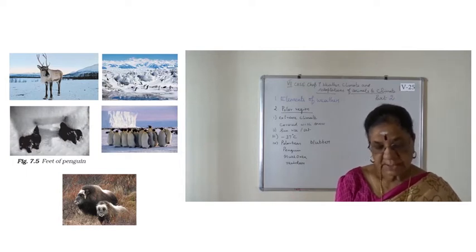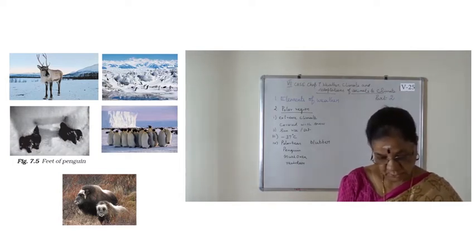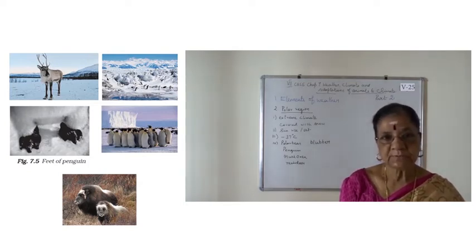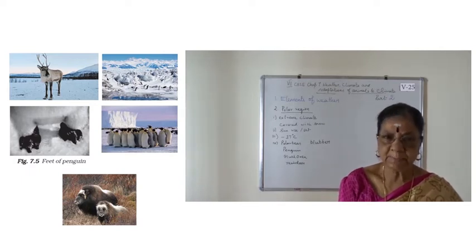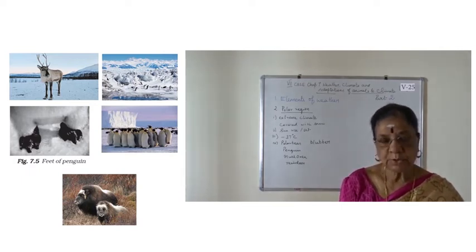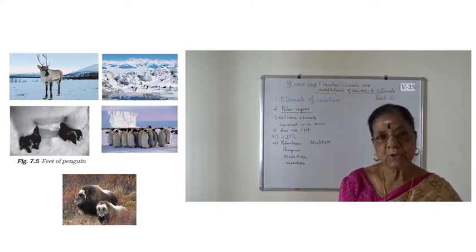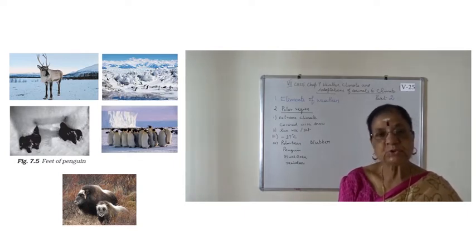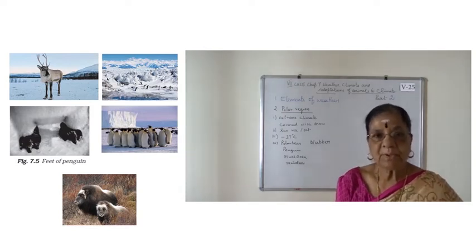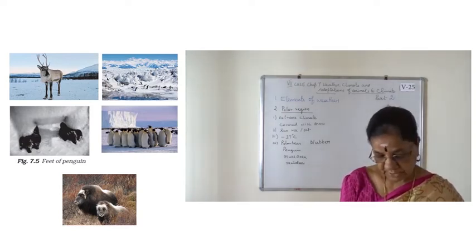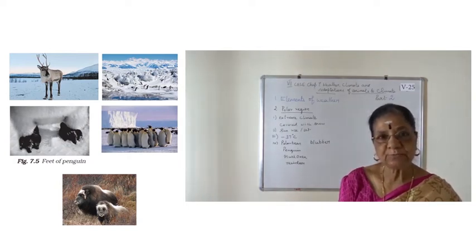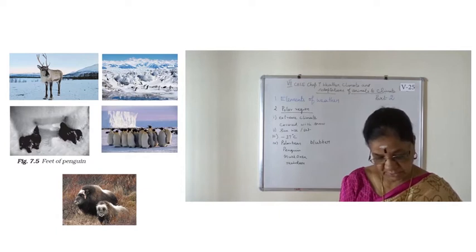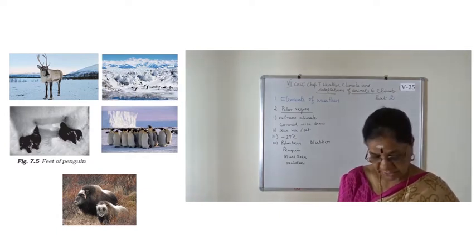Then in summer, they shed their winter coat to reveal a thin layer of grayish brown fur and thick hair on the soles of their feet. Sole means the foot, the bottom of the foot. Thick hair on the soles of their feet helps to keep their feet warm and also helps them walk on the snow.